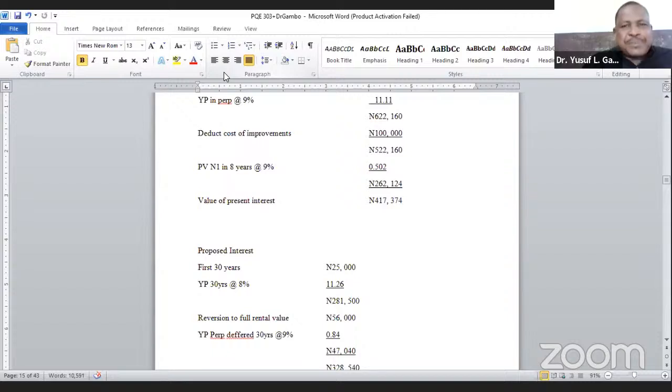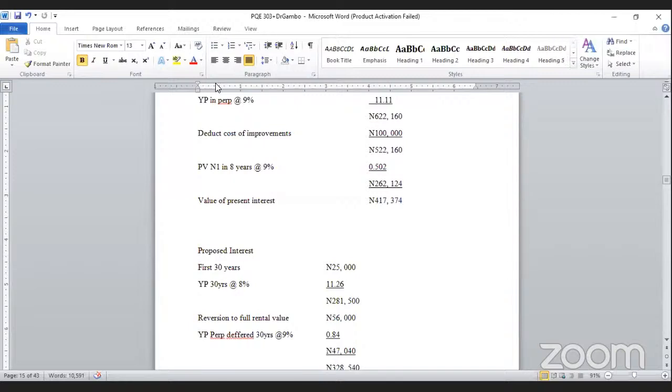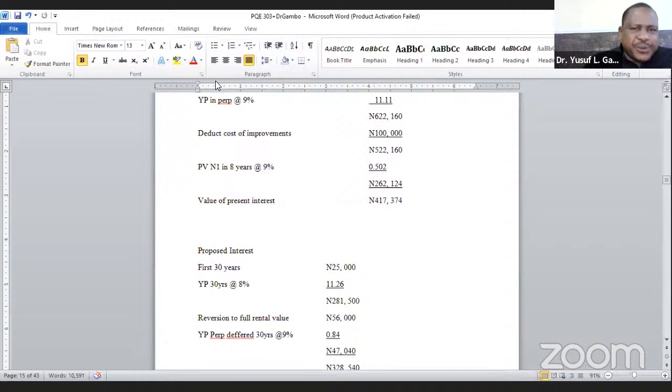Why do we use YP perp? It's very simple. Anybody, if you ask in the group, they will tell you. You are taking a freehold now. You are valuing the interest of the freeholder. So that's why you have YP perp. All right.